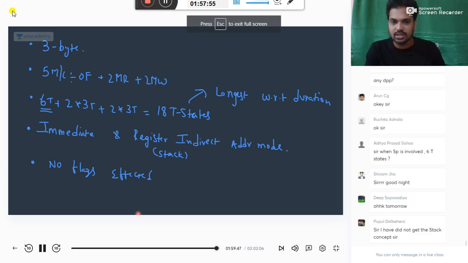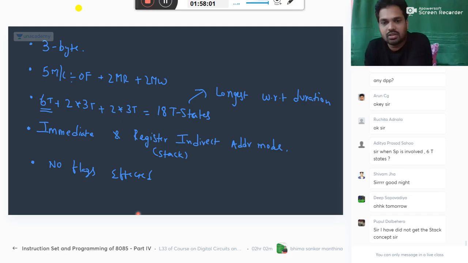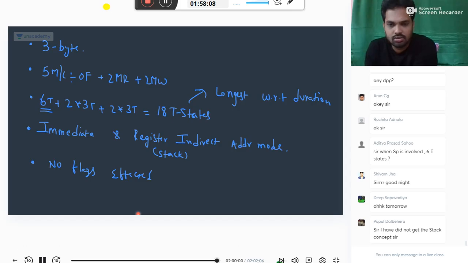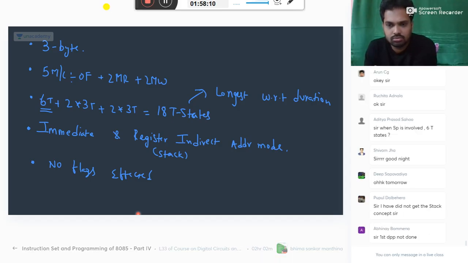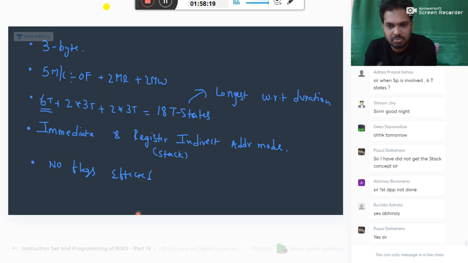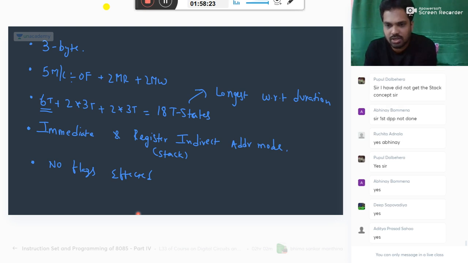Yeah, in most of the cases, Aditya, that is also true. Stack concept, don't worry, because we discuss push and pop instruction, then we discuss it again. Tomorrow is doubt session, at night. So first DPP, second DPP, all DPPs, we do it tomorrow. Then we discuss the remaining part of the instructions also.